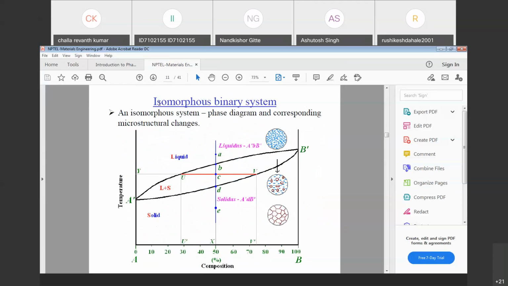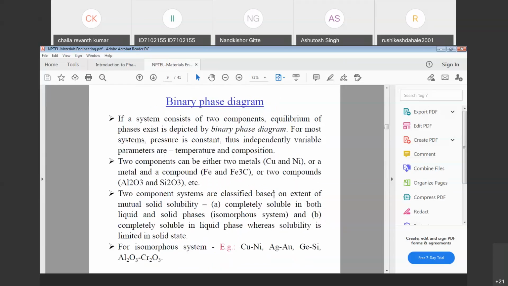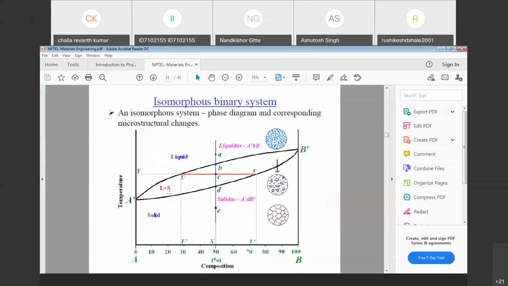That's why it is written as isomorphous binary system. Why binary? What is a binary phase diagram? If a system consists of two components, the equilibrium phases that exist are depicted by a binary phase diagram. So two phases, solid and liquid, both phases are there.